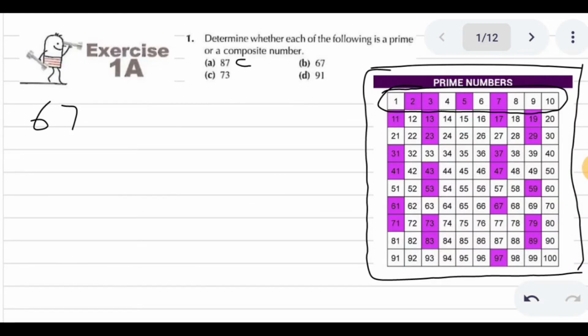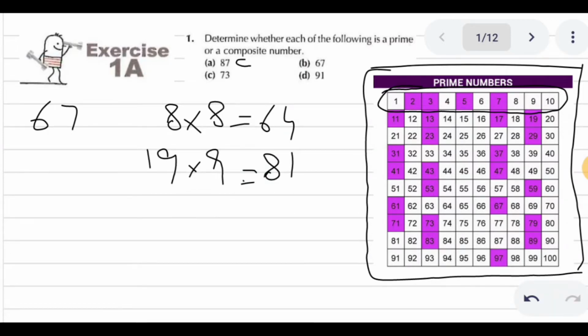67. Our first step is to determine a number whose square is greater than 67. So it will be 8, or 8 8s are 64. No, 9 9s are 81. So the number is actually 9. After taking this number, we have to consider all the prime numbers less than 9, that are 2, 3, 5 and 7. So again we will check whether 67 is divisible by 2.